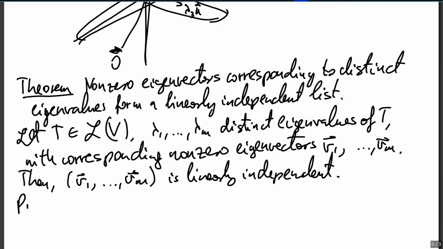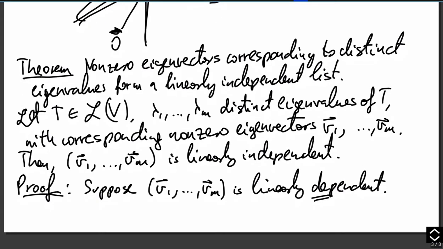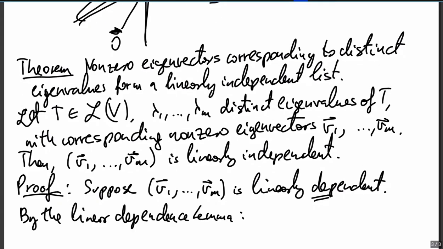Let's see the proof of this theorem. This is proof by contradiction. So we suppose that the list is linearly dependent. Proof by contradiction. So we had a linear dependence lemma before that says that there is a j index, which is the smallest, which is already linearly dependent from 1 to j.